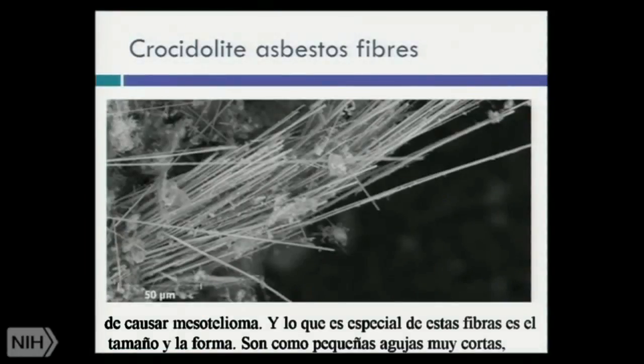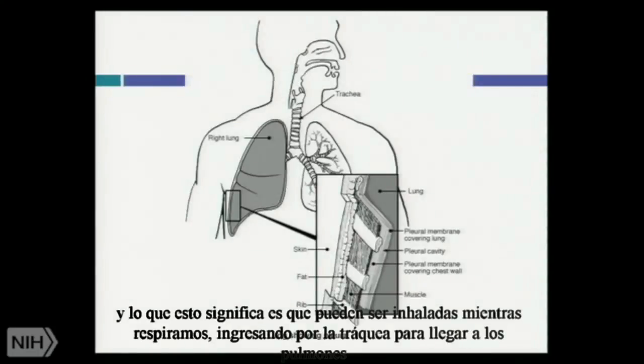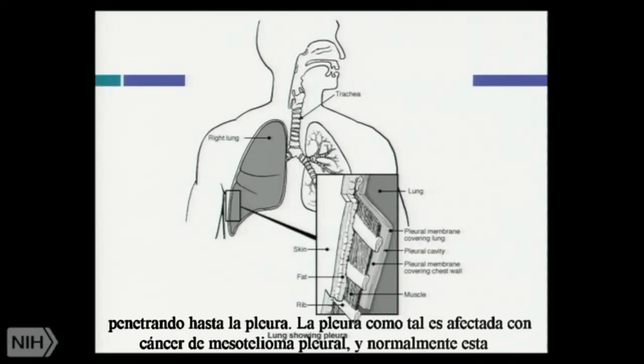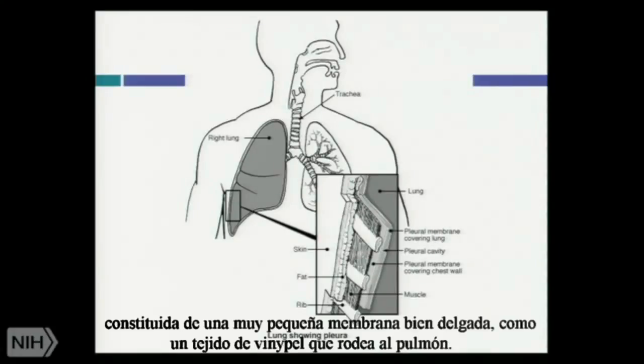And what's so special about these fibres is the size and shape. You can see that these are like little sharp needles. And what that means is that they can be inhaled as we breathe into the trachea, go into the lung and penetrate right through to the pleura. The pleura being the site of the pleural mesothelioma cancer, and normally it's like two little thin membranes of cling film or plastic food wrap.